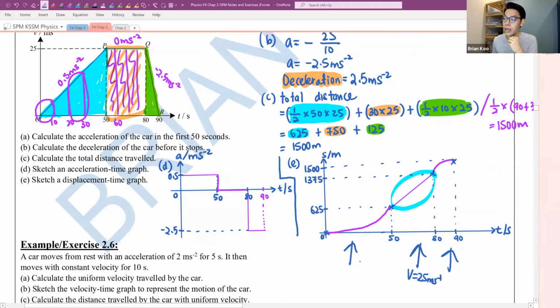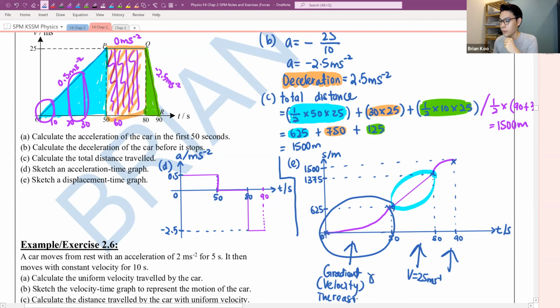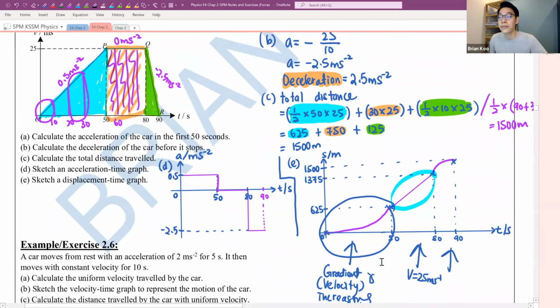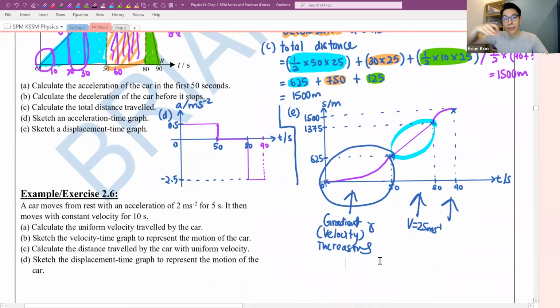So I'm just double checking. What about the gradient for this part? The gradient or the velocity keeps on increasing, from 0 until 25. That's why the curve becomes sharper. If it's a straight line, then the velocity is going to be a fixed value, but it's not a fixed value, right? So you can always double check like that.